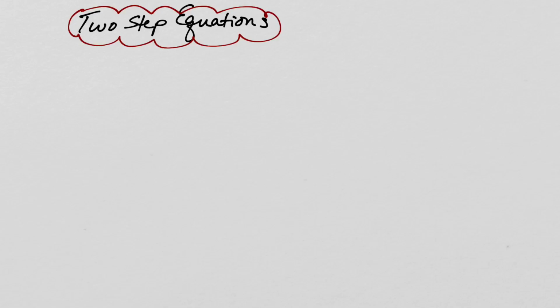Good afternoon again. Today we're going to work with two-step equations. We're only going to focus on solving and checking our equations. Number 1, 4x minus 7 equals 37.